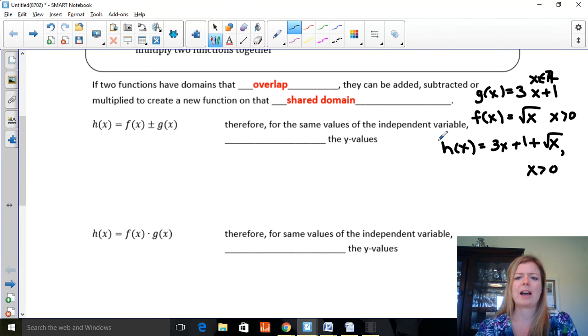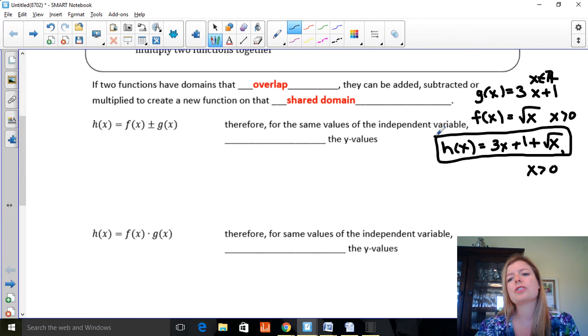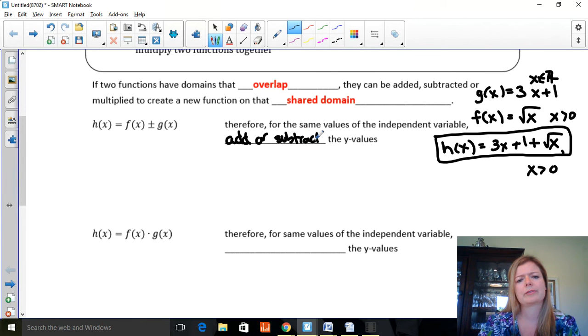Okay, now you can find the y values of this new function two ways. Either you can just put an x value into this function and see what it spits out, or you can put that x value into this function and into this function and add the two results together. That's the same thing. Okay, so you just add or subtract the y values from each individual function.